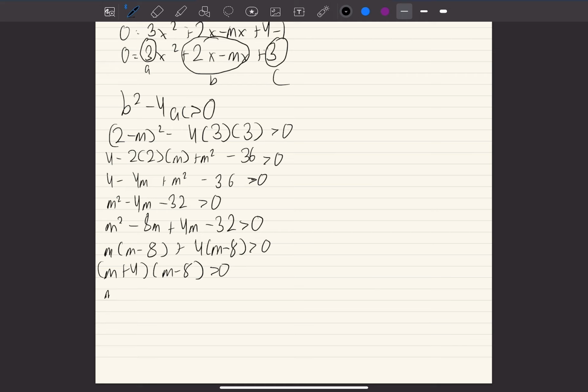Now, in order to find the two different values of m, you must get these two brackets and equate them to 0. So m is equal to minus 4 and m is equal to 8. That's m1 and that's m2. And now, if we just left this as our answer, we would not get marks for this because they asked us for the range. This is just giving two different possible values. We need to find the range.